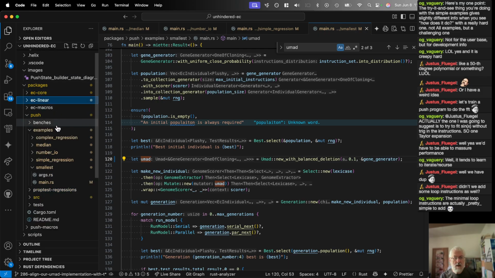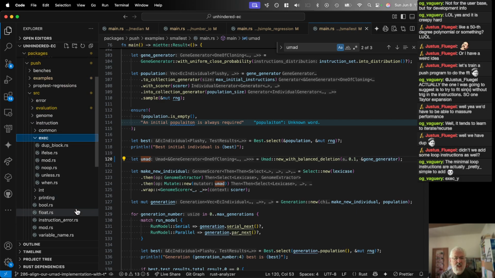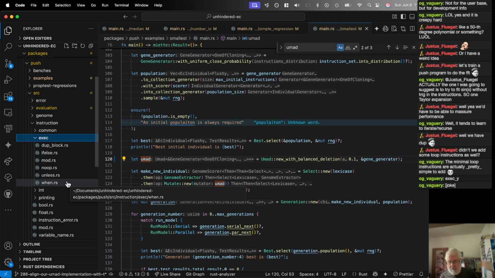Okay, not EC linear, not example, source, instruction, exec. Yeah, we don't. We have dupe, block, if else, no op, unless and when. Yeah, not even doing. Well, actually, I guess we could implement exec Y, but I am not a fan. But no, we don't have any looping.